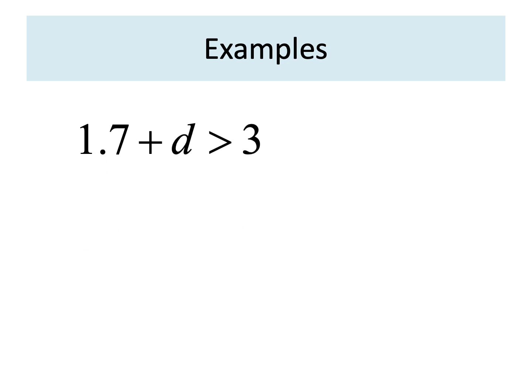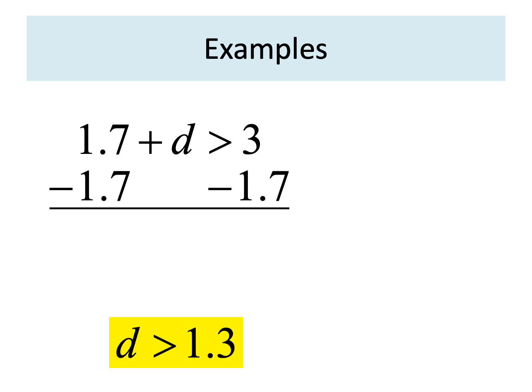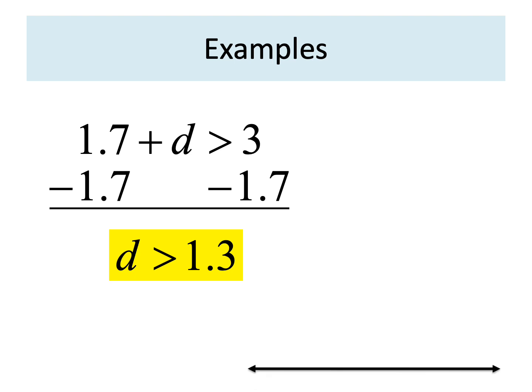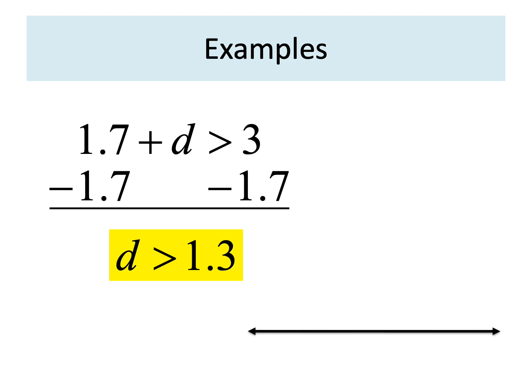One more example. Okay, where's the variable? Left side. What's attached to it? 1.7. All right, to get rid of a positive 1.7, we subtract 1.7 from both sides. We get to the answer, and we graph the answer. Number line, tick mark, number, open or closed circle. Read it. Variable to number. D is greater than 1.3. Where are the numbers that are greater than 1.3? They're to the right of 1.3. Make sense? Okay, so these are one-step inequalities. These should give you no problems at all.